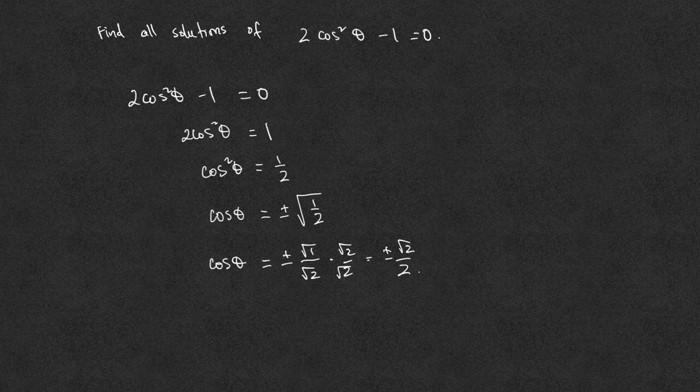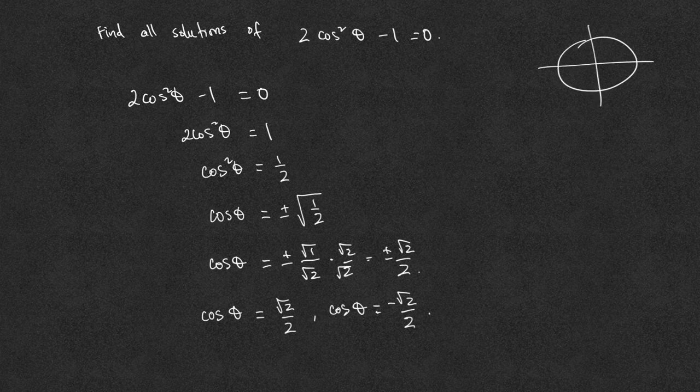This will give two equations: cosine of theta equals positive root 2 over 2, and cosine of theta equals negative root 2 over 2. It makes a whole lot of difference whether we include the negative or not. We then read the information from the unit circle.